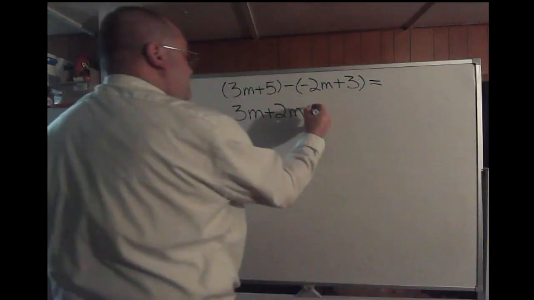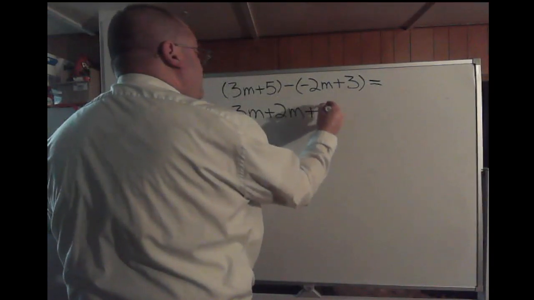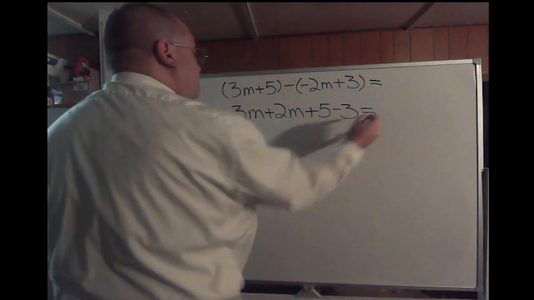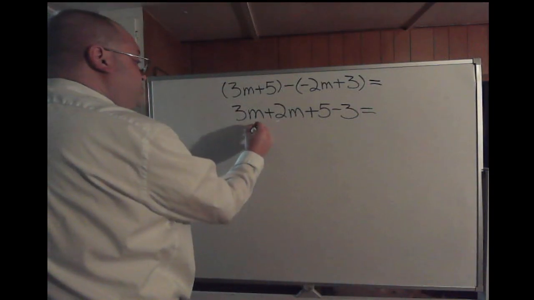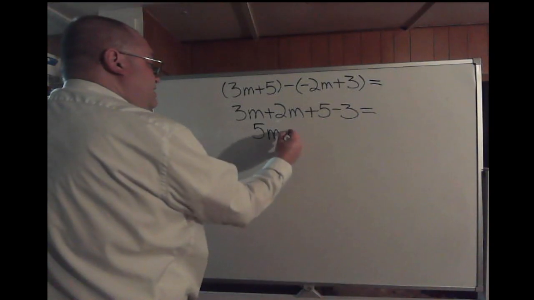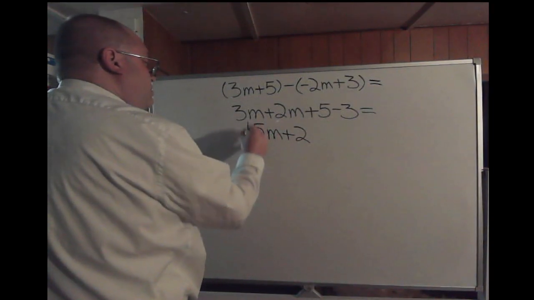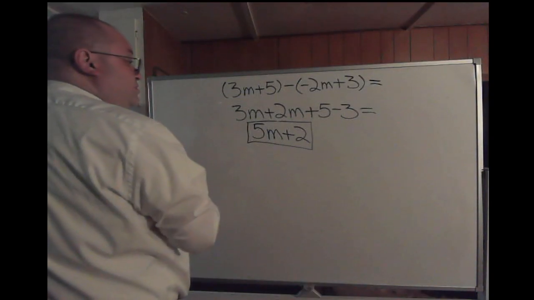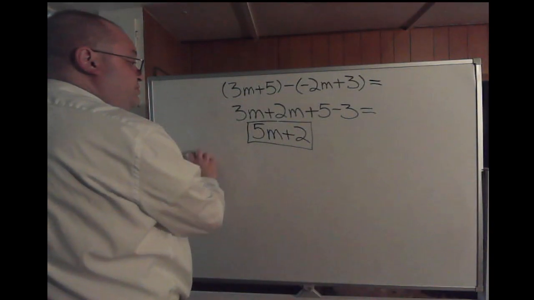We have a plus 5. Then you have minus 3. Well, that'd be just that, minus 3. We simplify this, 3m plus 2m, that's 5m. Then we have 5 minus 3, that'd be plus 2. So the answer you should get for this would be 5m plus 2. That's exactly what you would get when you simplify.